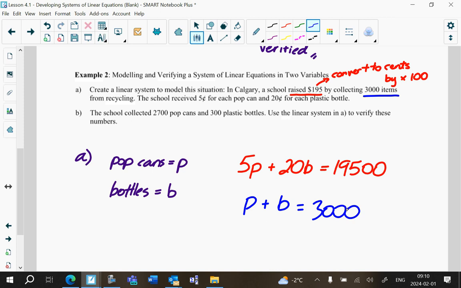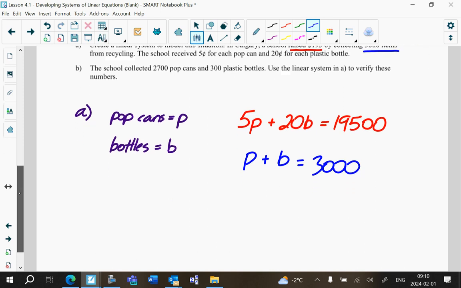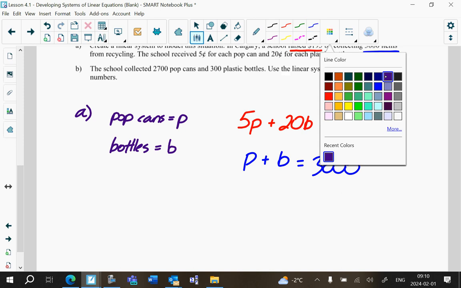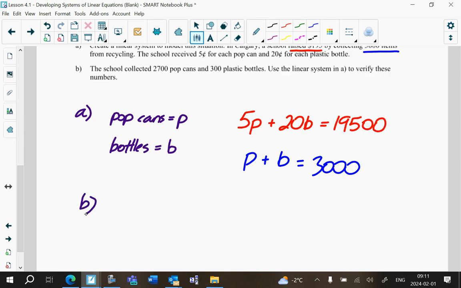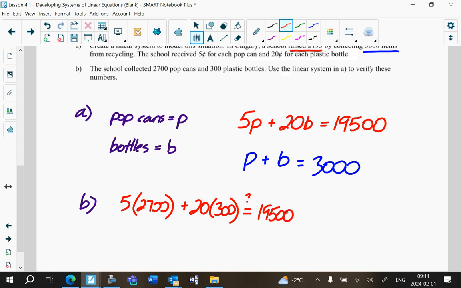Next step, like we've been doing, you're given the answers, you're asked to verify that they're correct. So for part B, I'm told that there's 2,700 pop cans, so does 5 cents times 2,700, plus 20 cents times 300, work out to 19,500 cents? So that one you're probably going to have to do a little bit of work to show.